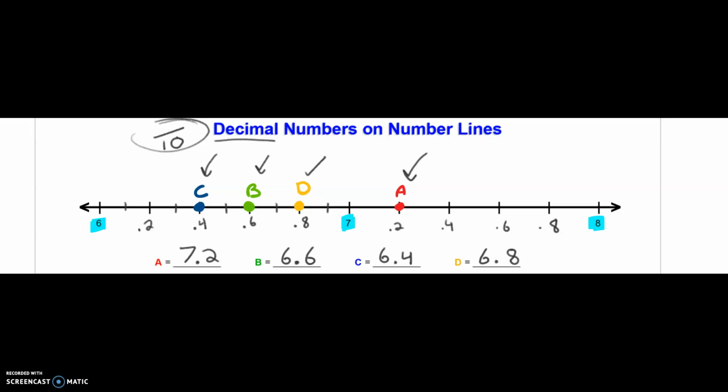And then for D, we have 6 plus 0.8, so 6.8. Decimals are a little trickier because you have to first figure out how many pieces each number is split into, from 6 to 7 and 7 to 8. That's what makes it a little different. All right, good luck on the rest of the problems.